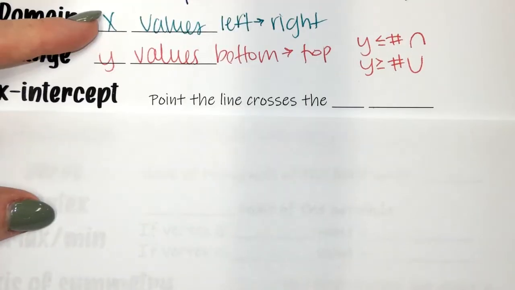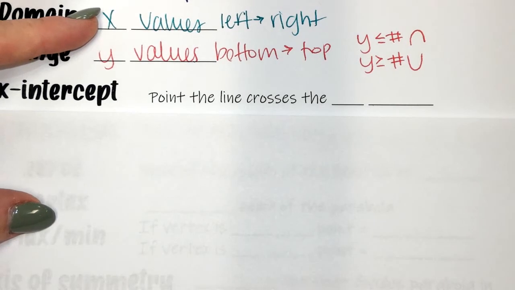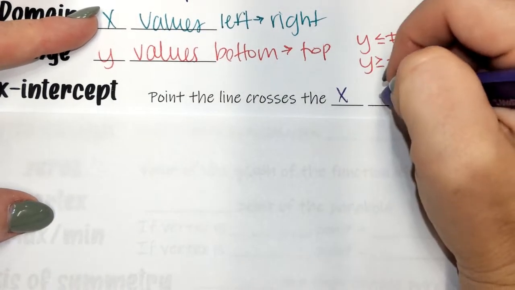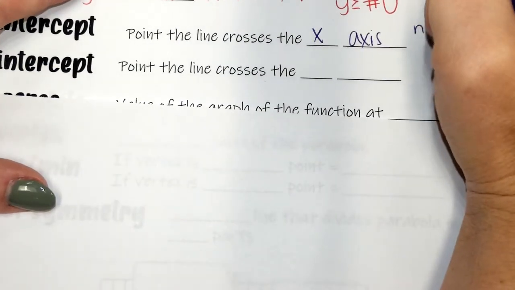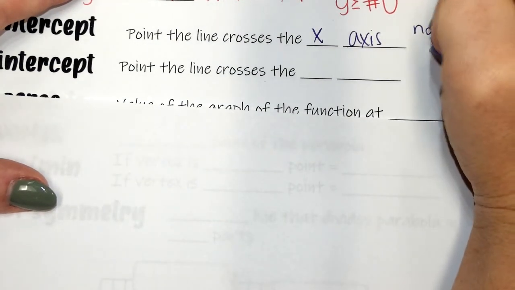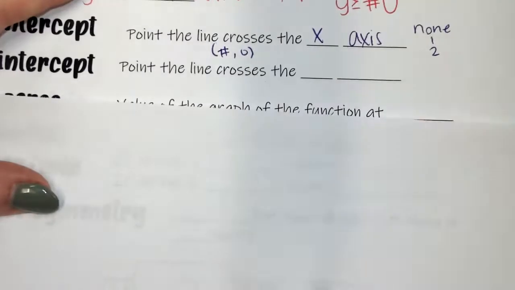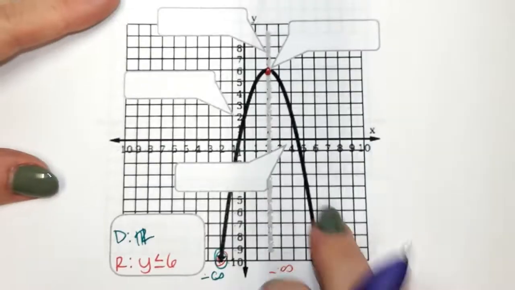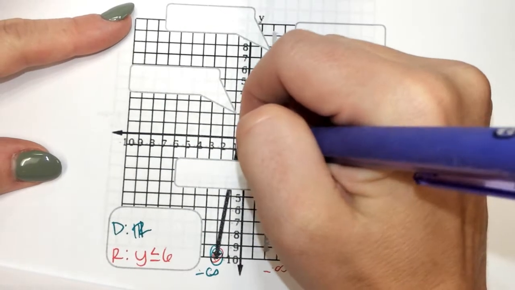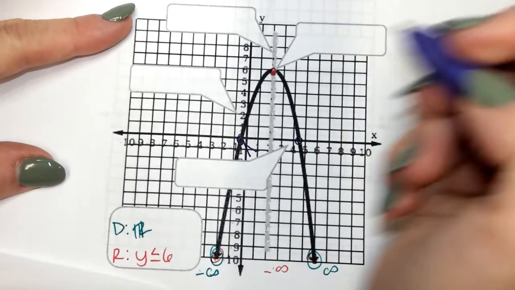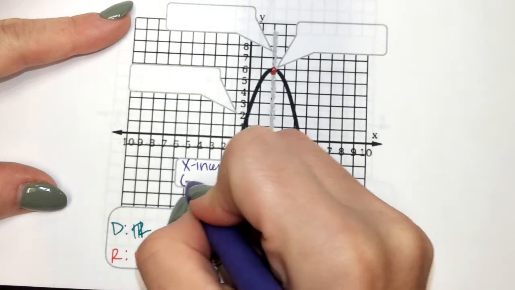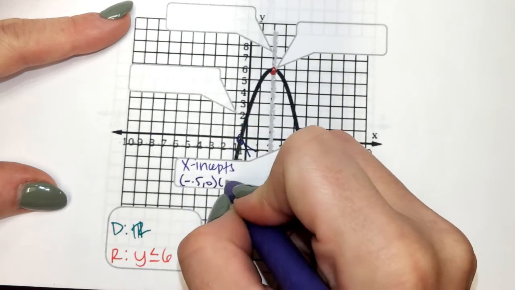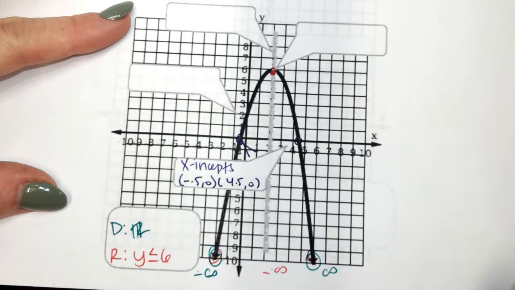So x-intercept, just like my linear, these are my points that cross the x-axis. And for my quadratics, I could have none, I could have 1, or I could have 2. Remember, I write those as the number it's crossing, comma, 0. So it goes to the x-axis and crosses there, and it crosses here. These are my x-intercepts. And that's at negative 0.50 and 4.5, comma 0.